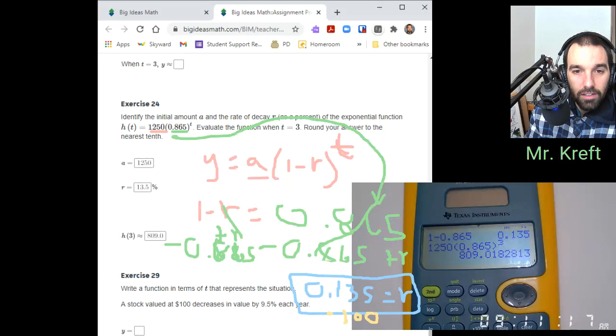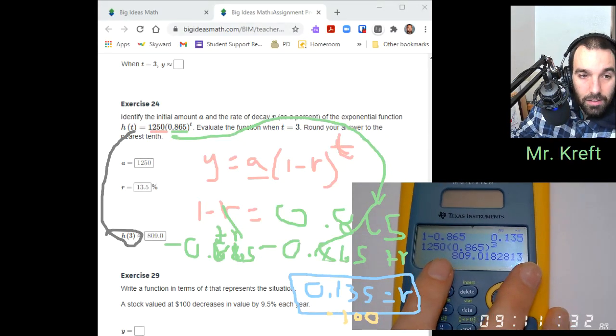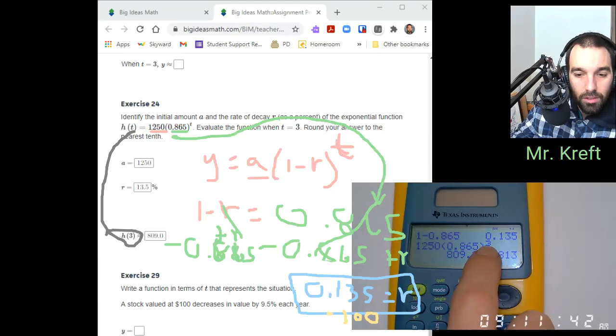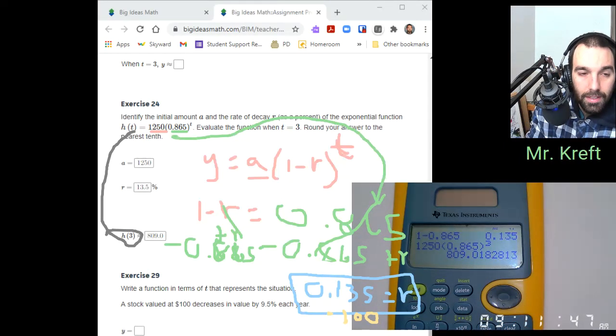Let me draw this in black. If I go like this, that t is being replaced by 3. So anywhere I see a t, I'm going to do 3. If you look at my calculator, I typed in the equation exactly as it was before: 1,250, and then parentheses 0.865. And then I replace that t with a 3.